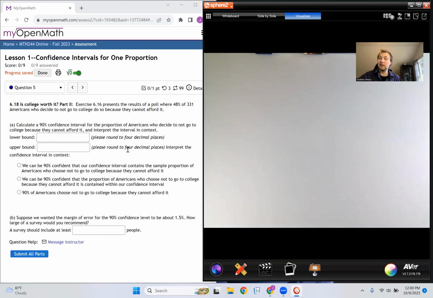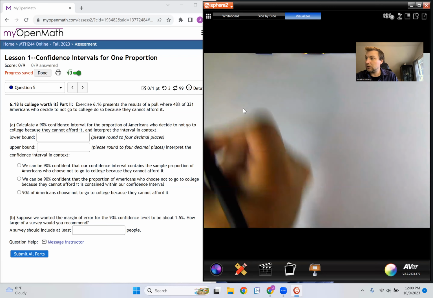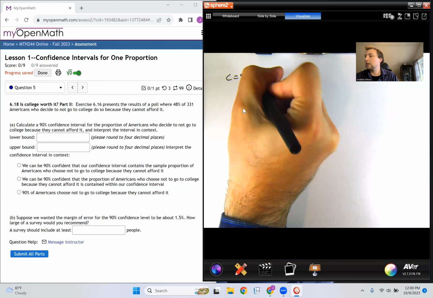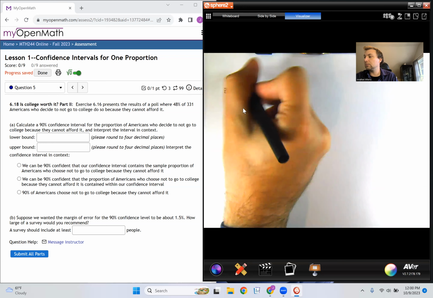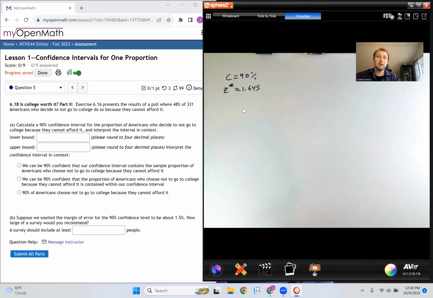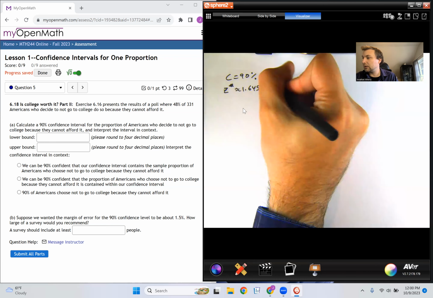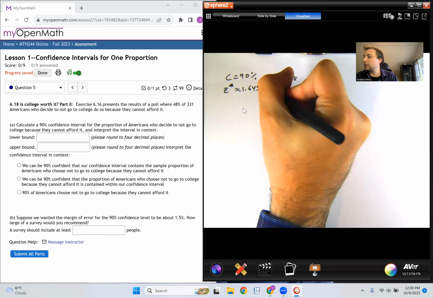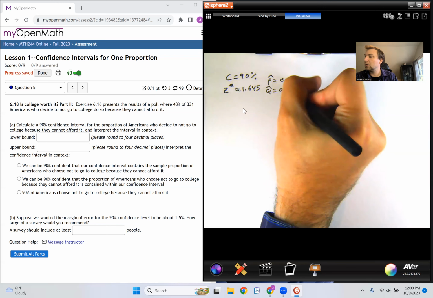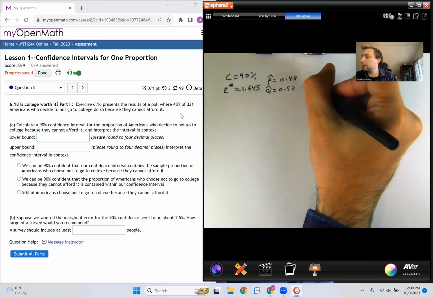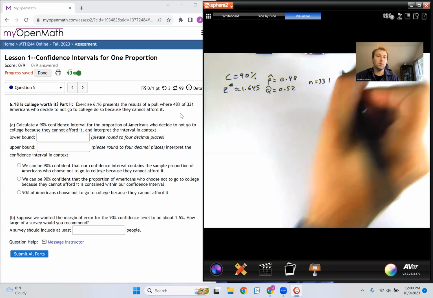Okay, let's write down some key information there and let's check out the formula and how this thing works. So they're giving me the confidence level, 90%, and the critical value linked to 90% is 1.645. And it's giving me a sample success rate, p hat, of 48%, which means our failure rate, the complement, is going to be 1 minus that, or 52%. It also tells us that we are looking at a sample of 331 Americans.